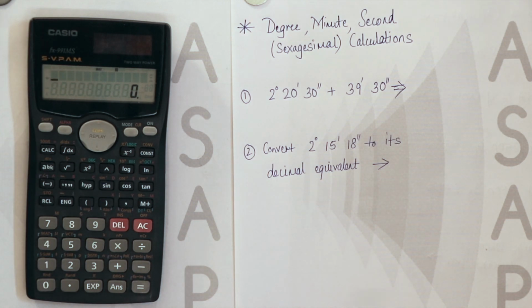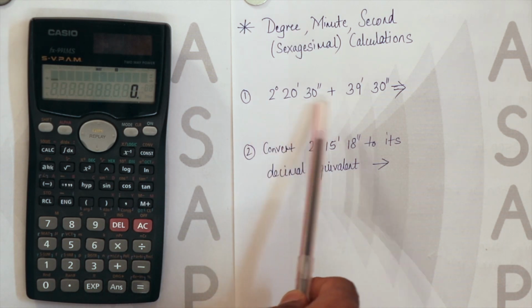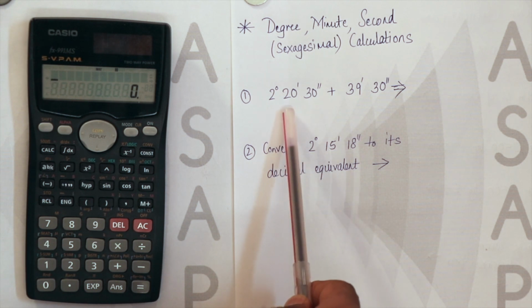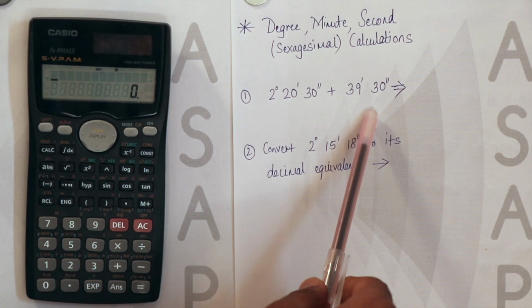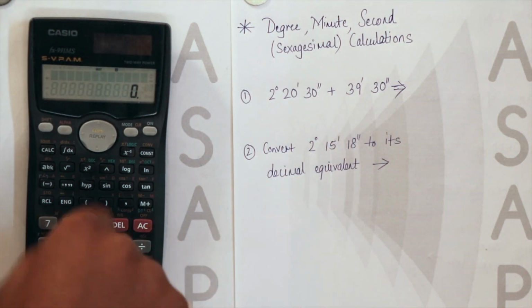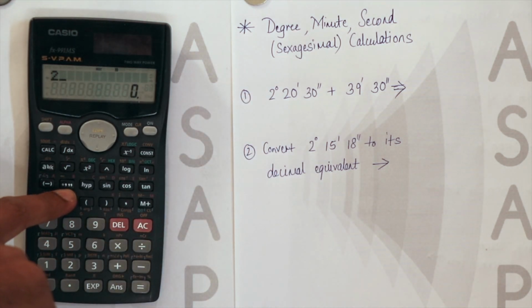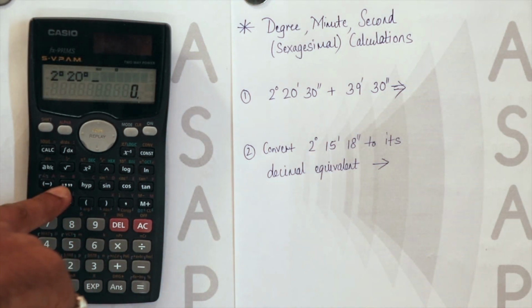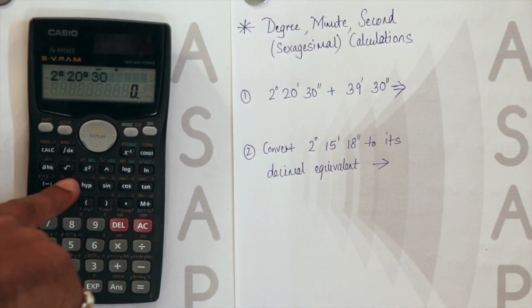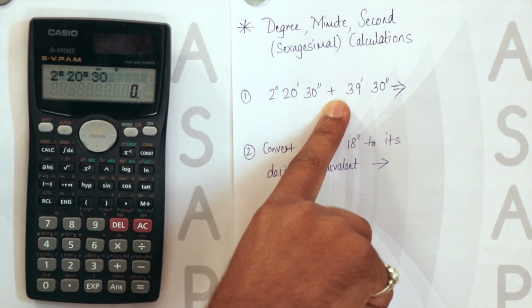So the first type today we are going to see is, if we have a problem statement where you need to calculate the addition of 2 degrees, 20 minutes, 30 seconds plus 39 minutes, 30 seconds. So what you need to do is, we see here 2, then we have this degree symbol for degree, minutes and seconds. We apply this, then 20, then again this button, then 30, it's done.